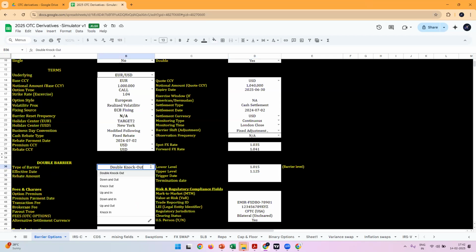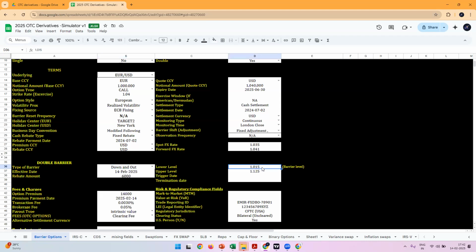Now, we just want to add one condition, that is down and out. That is, in case the Euro USD price comes below 1.015, if it touches, then this option contract would become deactivated.